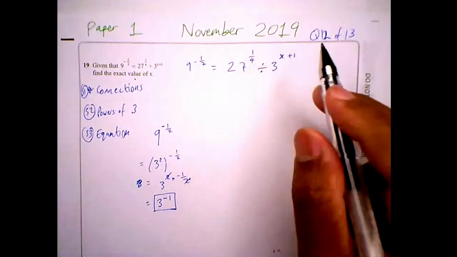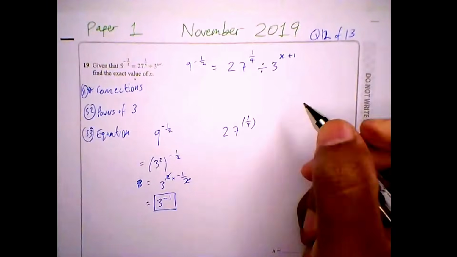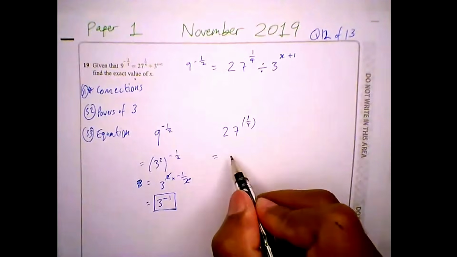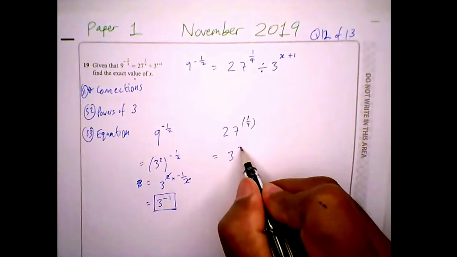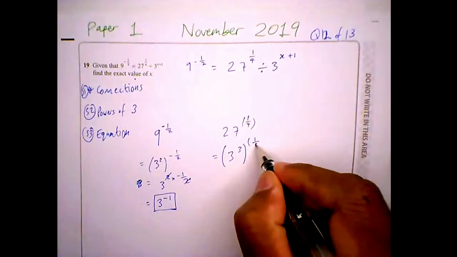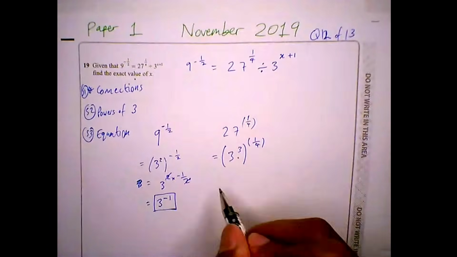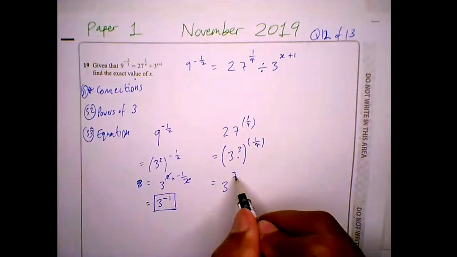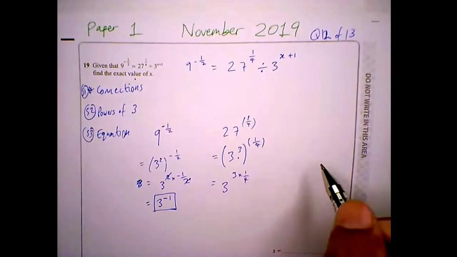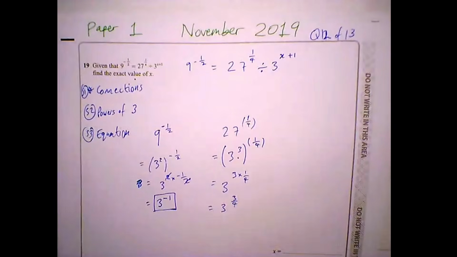That's my first 3. Let's go to the next one. 27 to the power a quarter. Okay, so similarly, 3 squared is 9, 3 cubed is 27. I'm going to put brackets around it. And then I've got a quarter there. So this is now a power of a power again. So a power of a power we multiply. So 3 to the power 3 times a quarter. Now that simplifies to 3 to the power 3 over 4. 3 times 1 is 3 over 4. So that's my next part.